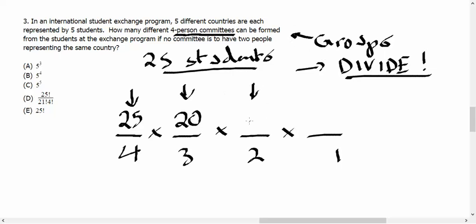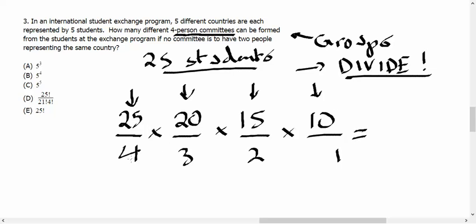Next, well, once again, we can choose anybody except for the first 2 students and any of the other people from their countries. So that represents 10 students that we can't choose. So we've only got 15 remaining for the third person. And then for the fourth one, well, we've only got 10 after that.